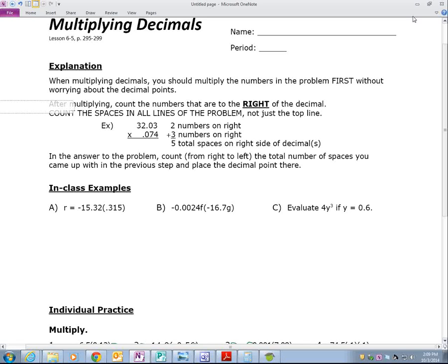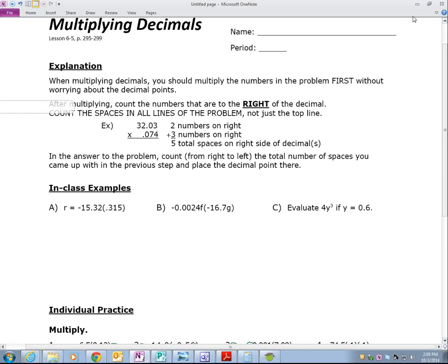Okay. All right, here we go. Multiplying decimals. Explanation. When you're multiplying decimals, you should multiply the numbers in the problem first without worrying about the decimal points. And in fact, we're not even going to have the decimal points in there when we do the multiplication. The decimal points will not even be in there.